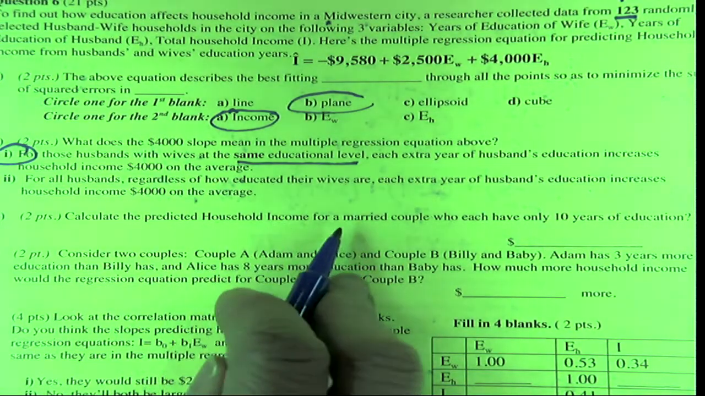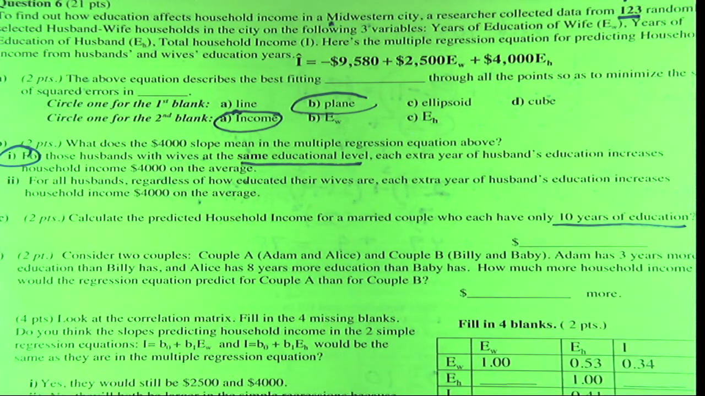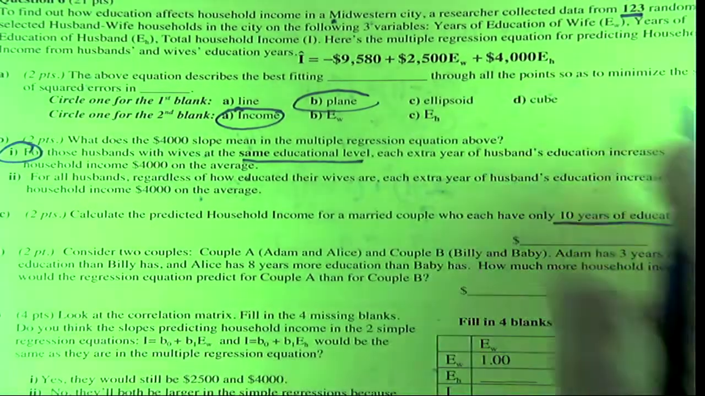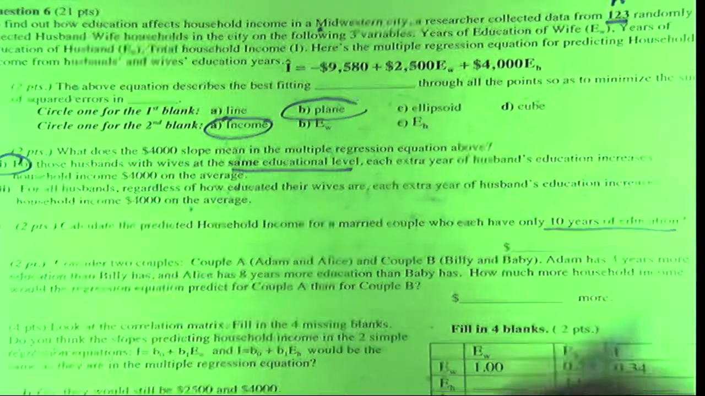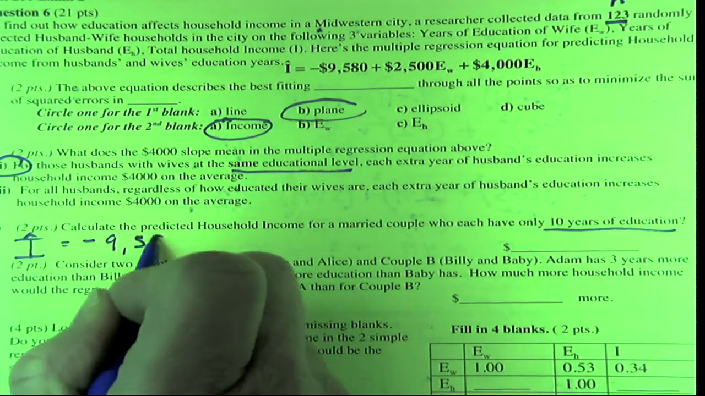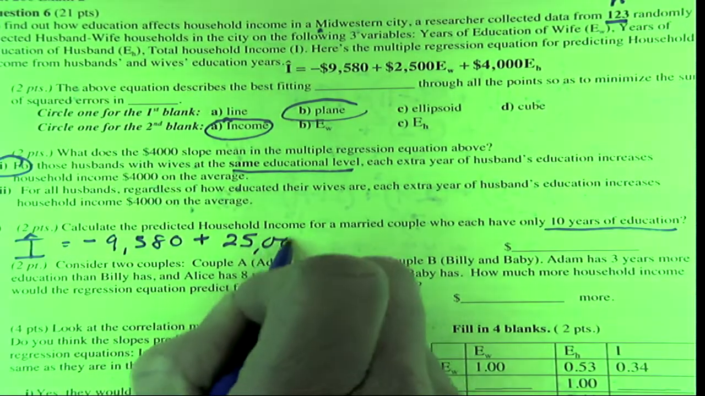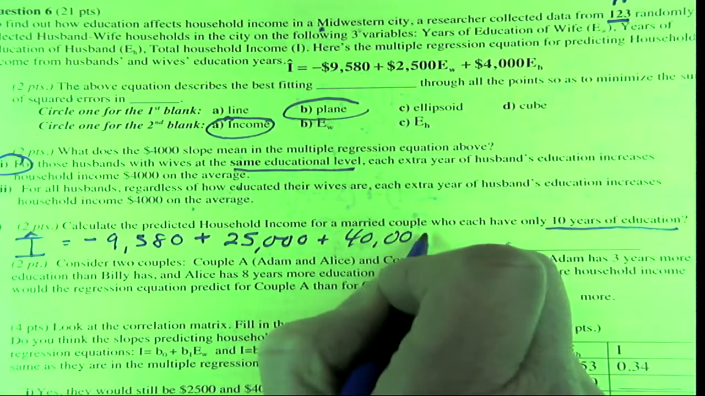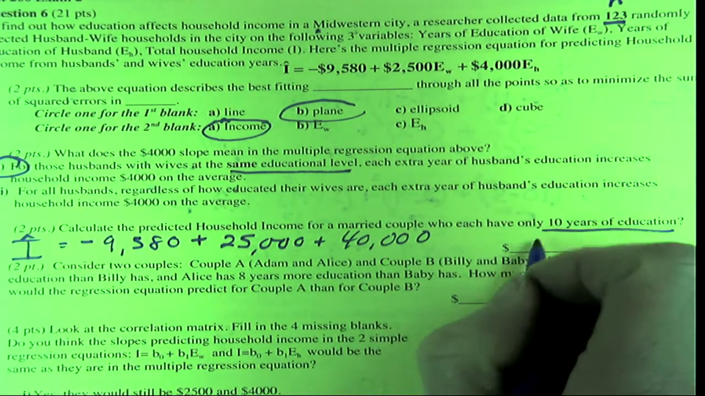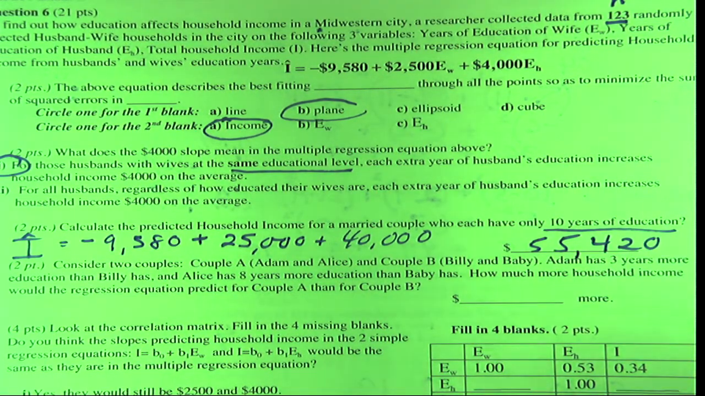All right, calculate the predicted household income for a married couple who have only 10 years of education. So this is a prediction. This is an equation that makes a prediction for different educational levels. So I'm saying, if they're both 10, just predict. So you would make the prediction equals negative 9,580 plus 10 times 25,000 plus 10 times 40,000. And that gives you 65 minus that. So I got 55,420.